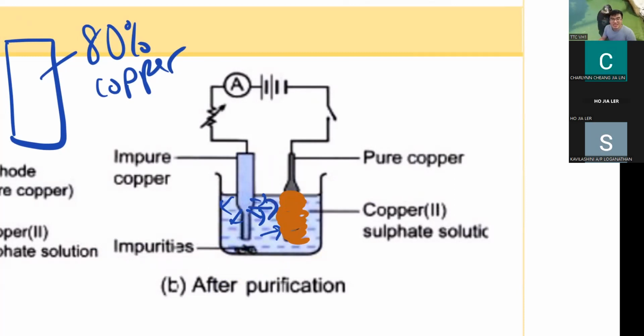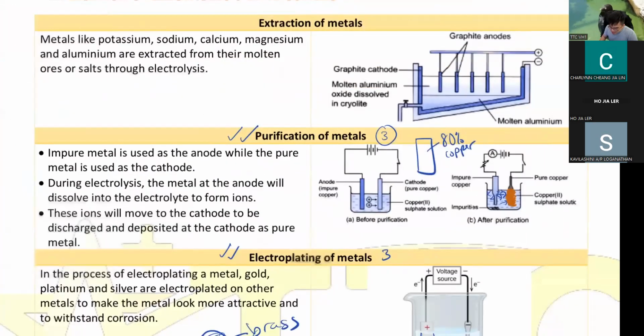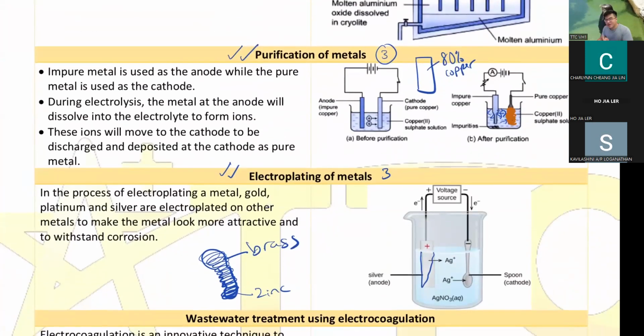Do you understand this? So your situation 3 is actually quite useful. We use it to extract stuff, to purify metal. We use it to electroplate metal. Two jobs here.